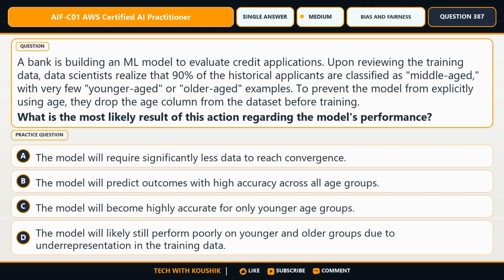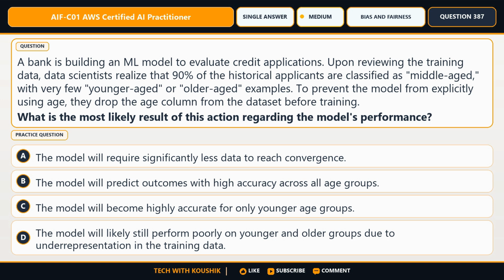Question number 387. Tests careful elimination. Next, we enter the topic of bias and fairness. Look for the wording that eliminates the distractors. A bank is building an ML model to evaluate credit applications.